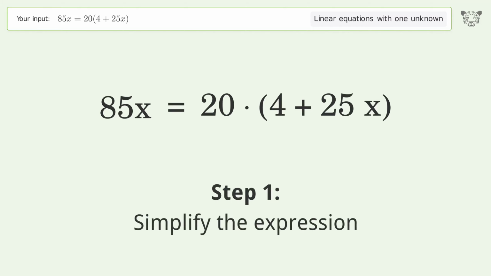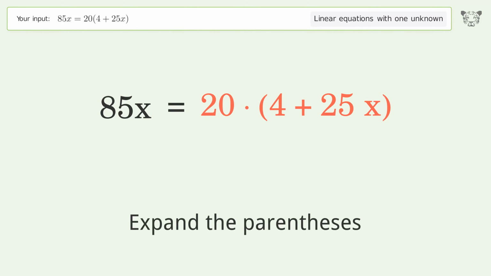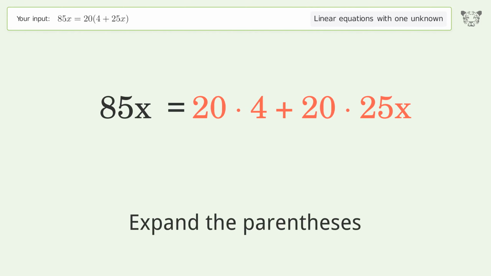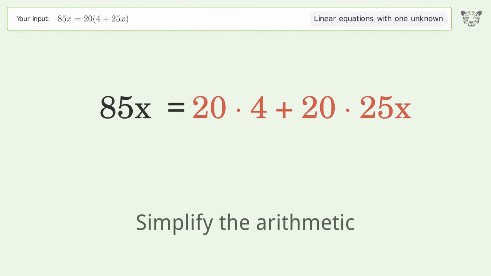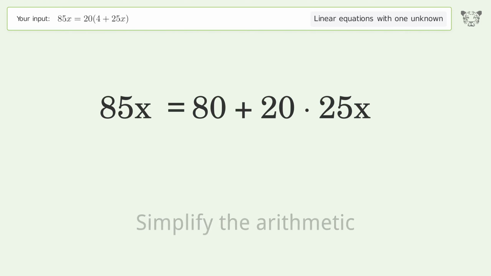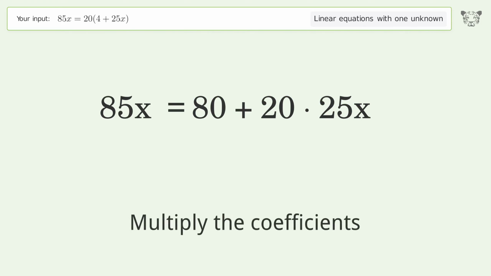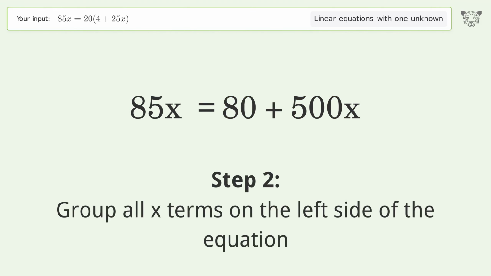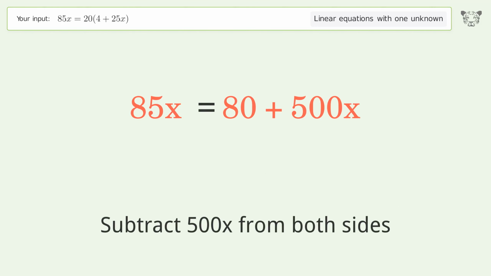Simplify the expression. Expand the parentheses. Simplify the arithmetic. Multiply the coefficients. Group all x terms on the left side of the equation. Subtract 500x from both sides.